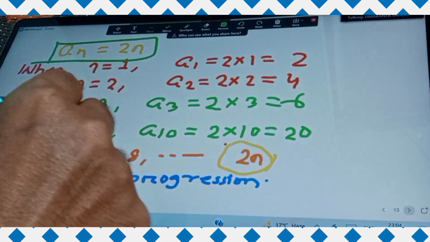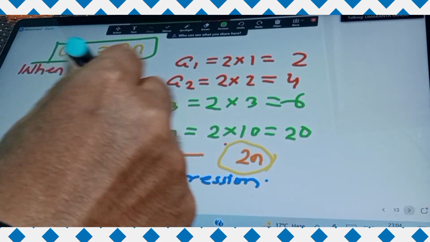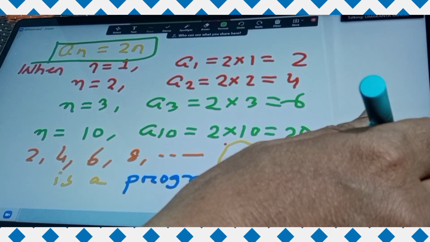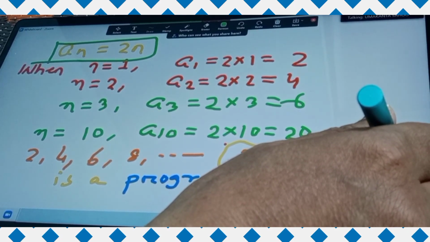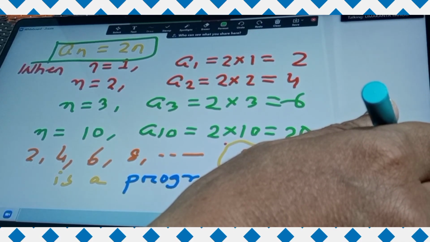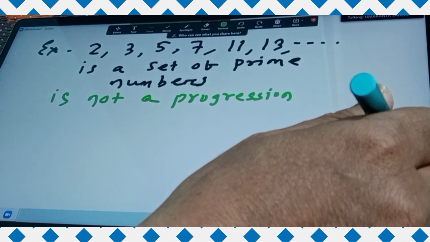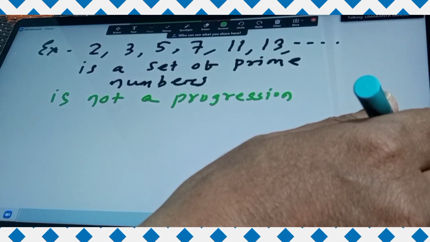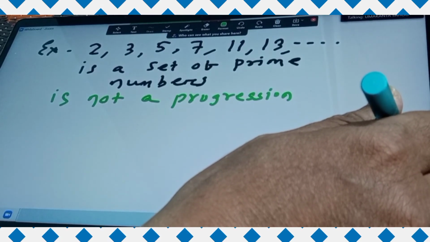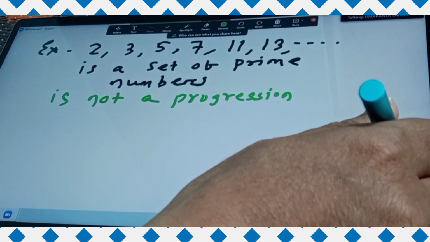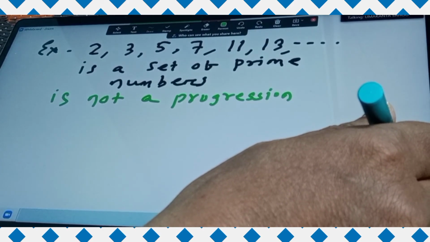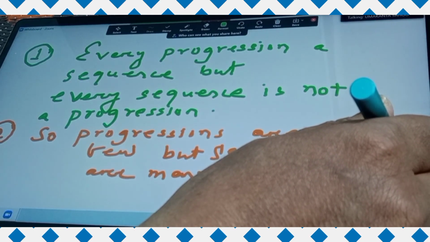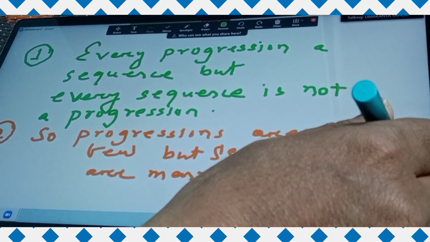With the help of this we can explain the set of even natural numbers. So the sequence of even natural numbers is a progression because every term can be explained by an explicit formula 2n. And the set of prime numbers is not a progression. Why? Because its terms cannot be expressed by a single general formula, an explicit or unique formula. That's why the set of prime numbers is not a progression. Thus it is clear that every progression is a sequence, but every sequence is not a progression. So progressions are few, but sequences are many.